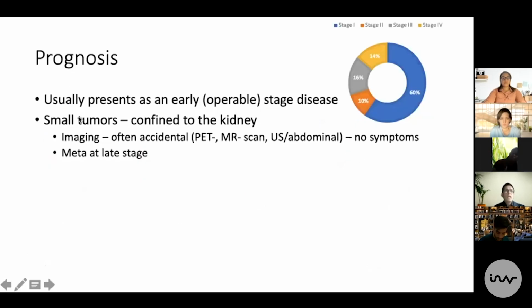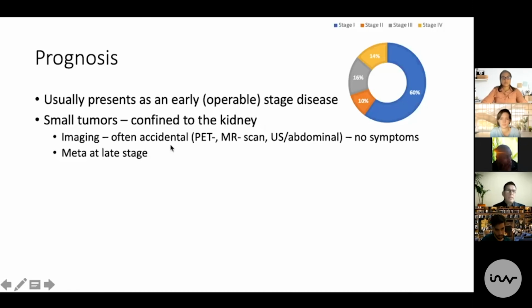So the prognosis is, as the disease is presented usually at an early operable stage, about 60% of the renal cancer patients are discovered at stage 1, and a further 10% is discovered at stage 2. So about 2/3 of the patients are discovered early, and therefore the prognosis is pretty good. As long as the small tumors are confined to the kidney and there are no symptoms and the diagnosis is accidental, the prognosis is good.